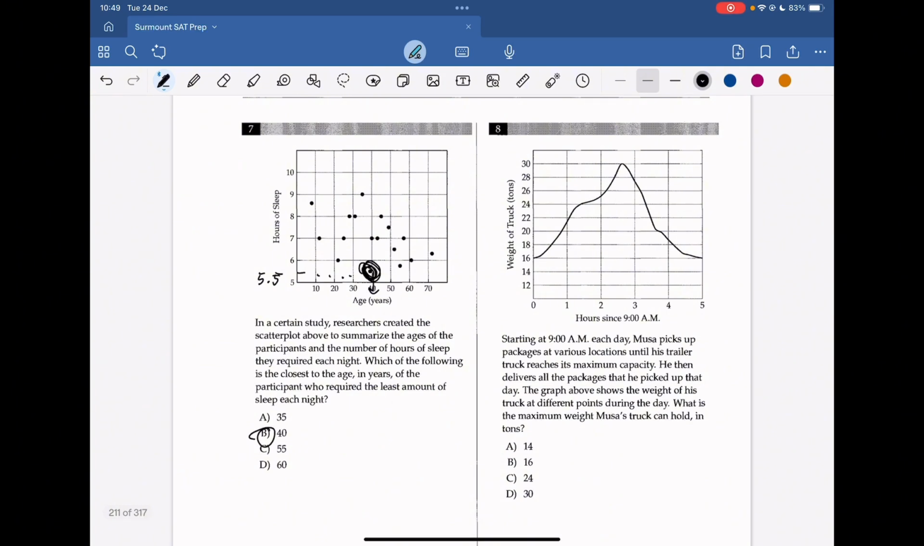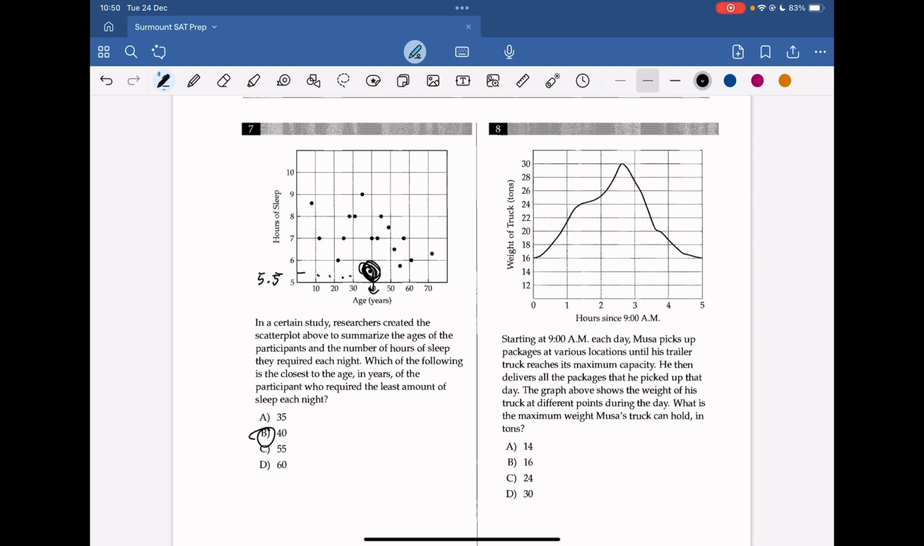Starting at 9 a.m. each day, Musa picks up packages at various locations until his trailer truck reaches its maximum capacity. He then delivers all the packages that he picked up that day. The graph above shows the weight of his truck at different points during the day. What is the maximum weight the truck can hold in tons?